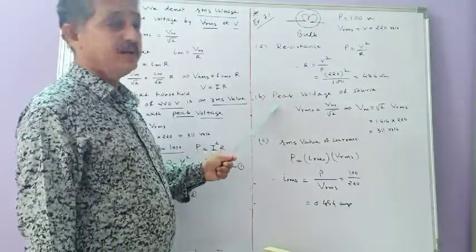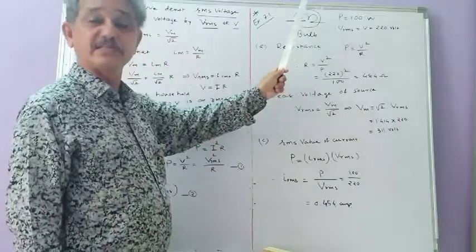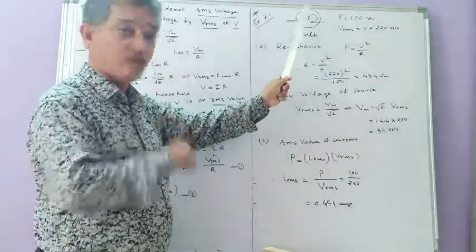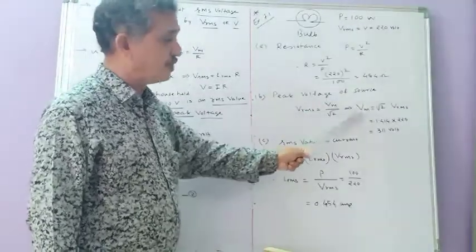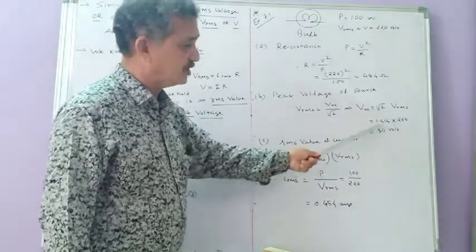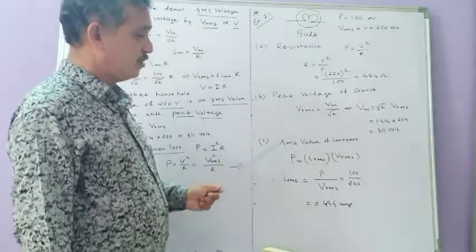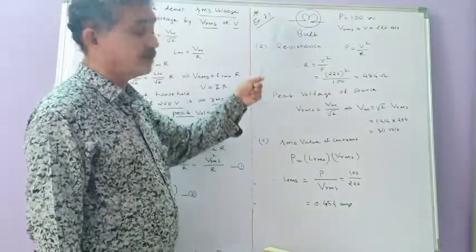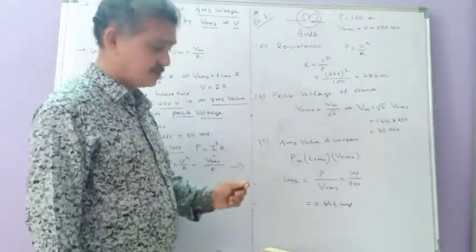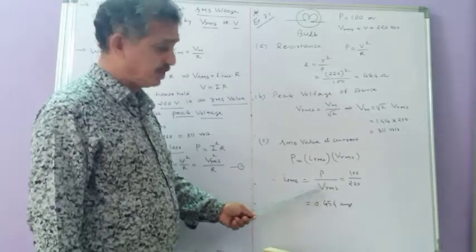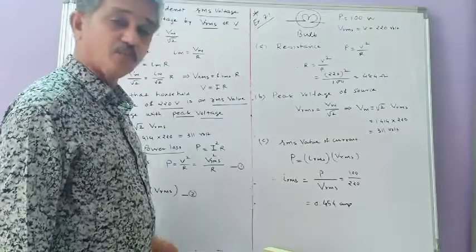Now we want to determine, for this 220 volt which is the RMS voltage, how much is the peak value of voltage, the maximum value of voltage, the amplitude of voltage. That is called peak voltage. So VRMS equal to Vm upon root 2 is the formula. So Vm equal to root 2 into VRMS. Answer is 1.414 multiplied by 220 equal to 311 volt. Then you have to determine the RMS value of electric current flowing through the bulb. So now you can use the equation of power equal to IRMS VRMS. Therefore IRMS equal to power upon VRMS. So 100 upon 220, you will get the answer 0.454 ampere.